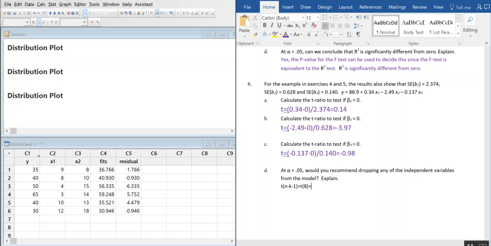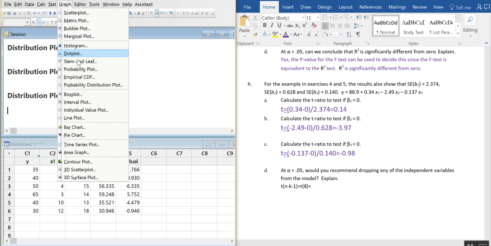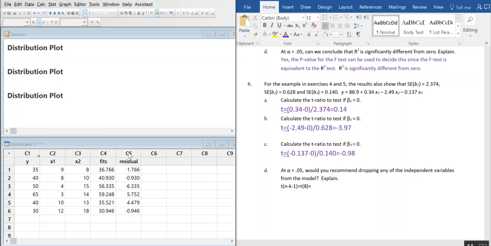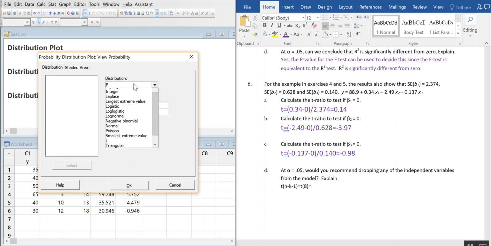Yep. So what I'm going to do is calculate the probability that we get this or something not equal to it. So I'm going to do a two-tailed test for all of these, and we'll see how we do. So here we go. We're going to go up to graph, probability distribution plot, view probability, hit OK. And now we want to change to the t. And my degrees of freedom here is going to be 8.